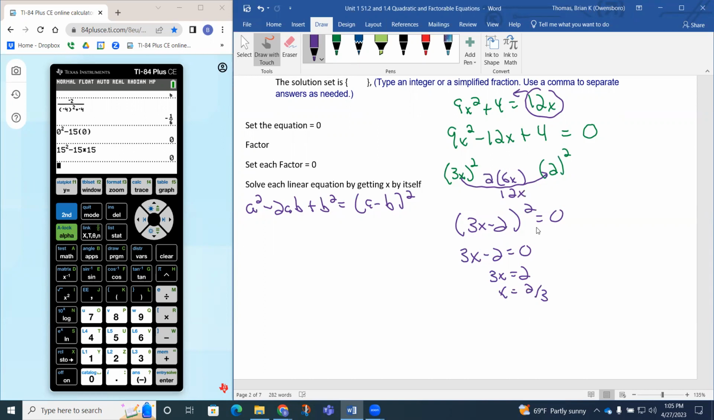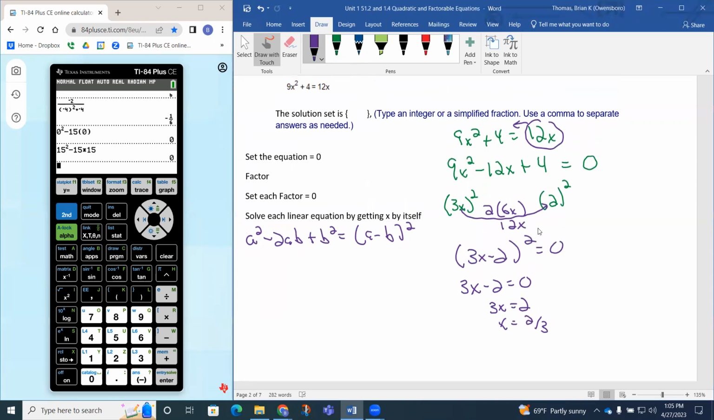So 2/3 is actually called a double root since it occurred twice. But so there's actually two solutions. It just so happens that the solution was the same number twice. So all we got to do here is just put the 2/3 down one time, and that would be the solution. Now, if we wanted to check this, I could put the 2/3 in here or here.